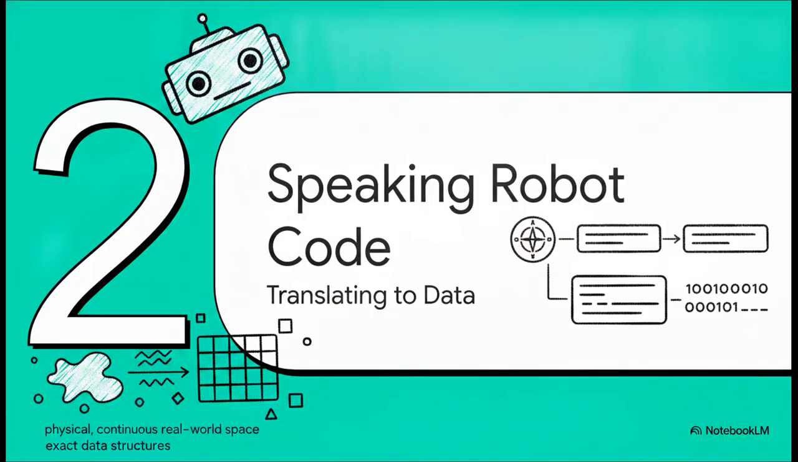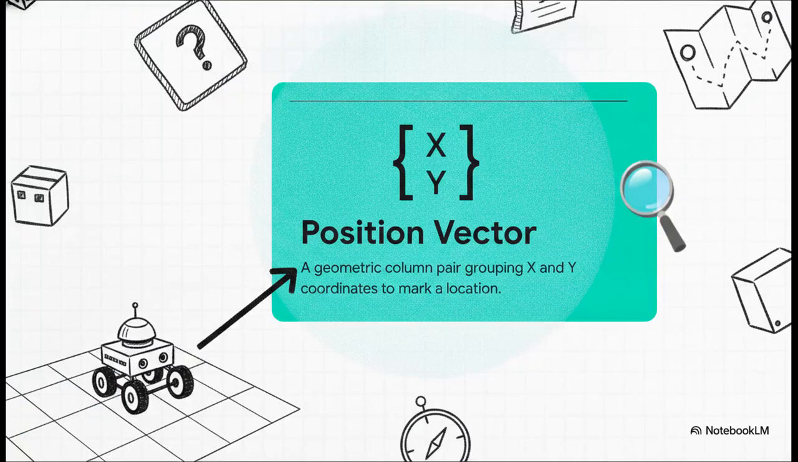Moving on to Section 2, speaking the robot's code. This is all about translating that physical space into data. So how do we actually answer that first question of where am I? We use what's called a position vector. It sounds complex, but it's really just a single geometric column that groups together the x and y coordinates. It's the exact data structure that tells the program exactly where an object sits.